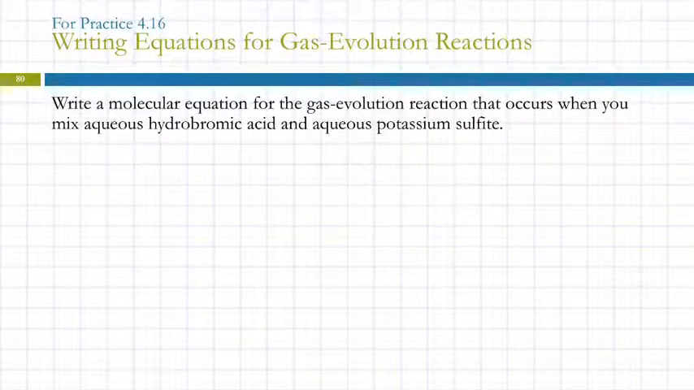Write a molecular equation for the gas evolution reaction that occurs when you mix aqueous hydrobromic acid and aqueous potassium sulfite. Now here we've got a big hint. It says gas evolution reaction. Well, we're going to write the formulas for the reactants. We're going to swap ions and see what we end up with. So hydrobromic acid. The hydro in front tells me that's a binary acid. That's HBr.